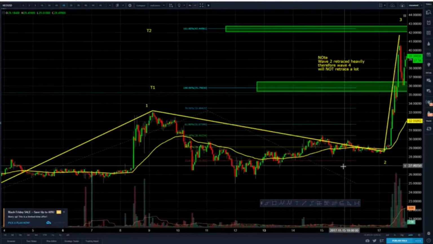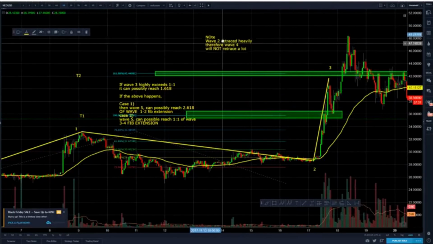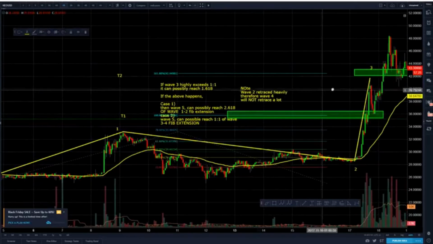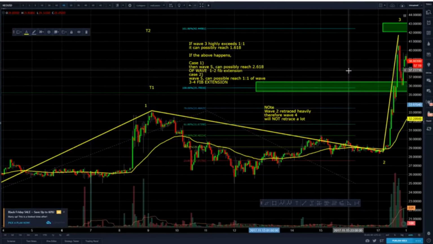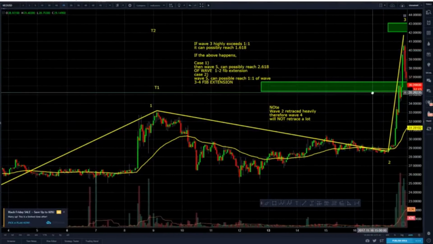So now let's say we knew already right here, guys, that wave 2 retraced heavily. Therefore, wave 4 will not retrace much, okay? So we're going to draw basically our Fibonacci right here. Just pretend we don't see it.